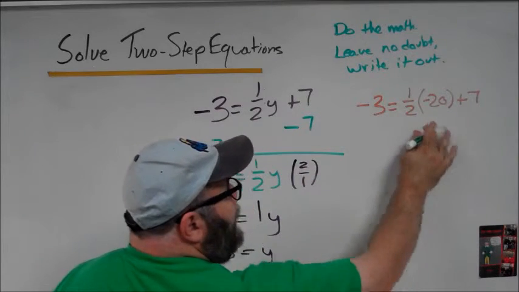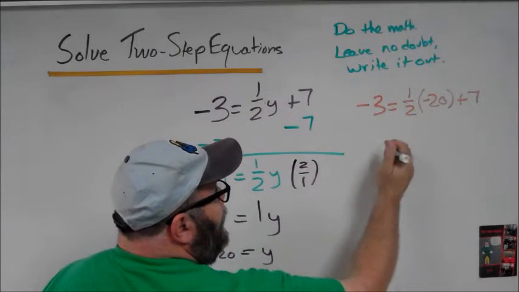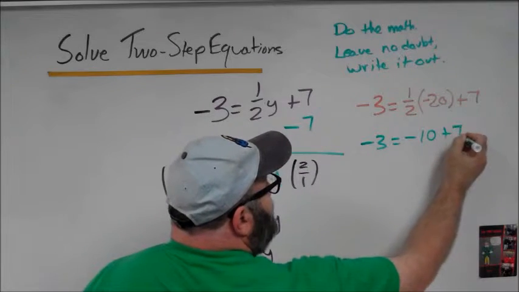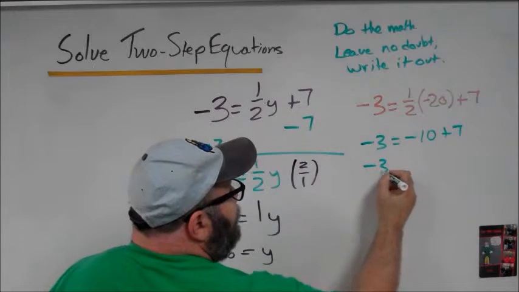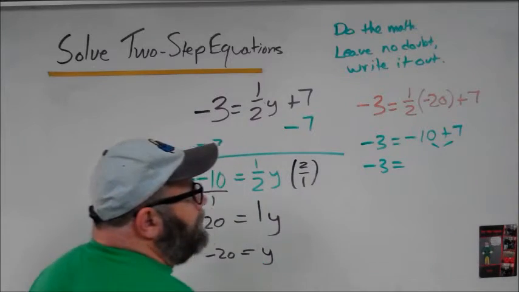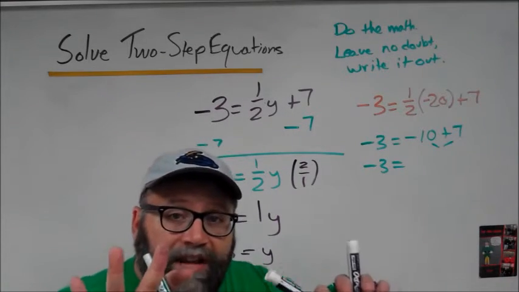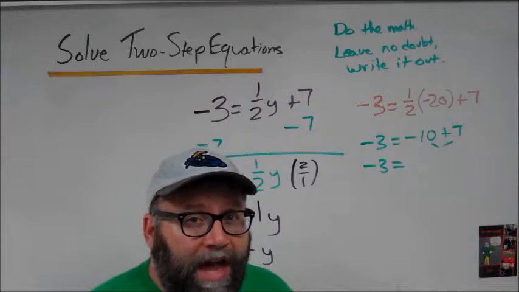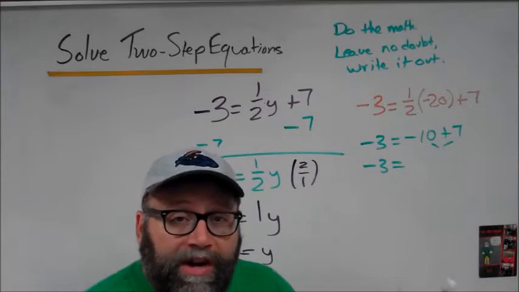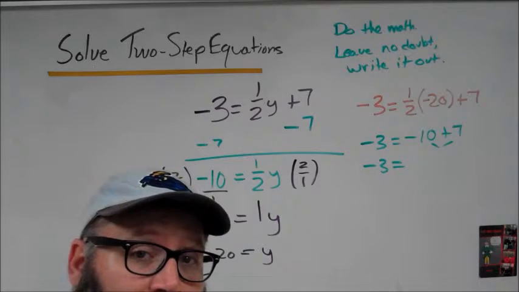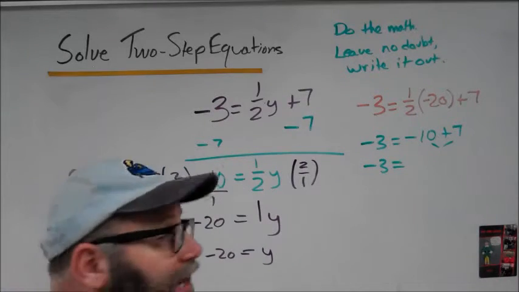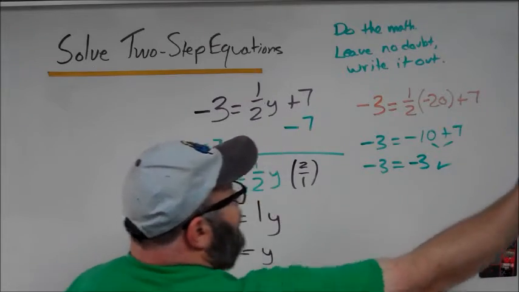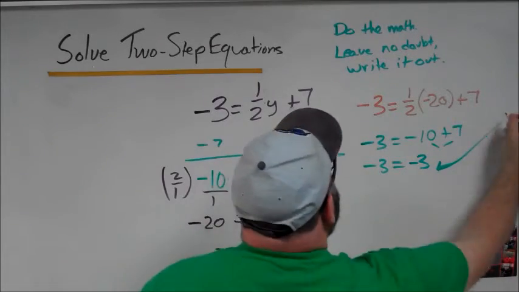Let's multiply here first, distribute that 1/2 to that. So I get -3 equals -10 plus 7. Now I got -3 equals, now when these two go together, I have 10 negatives and 7 positives. So which do we have more of? We have more negatives. How many more negatives do we have than positives? We have 3 more negatives than positives, which means -3 equals -3. And that checks.